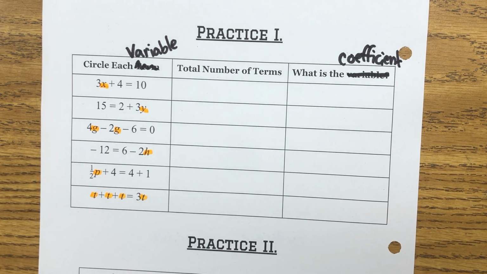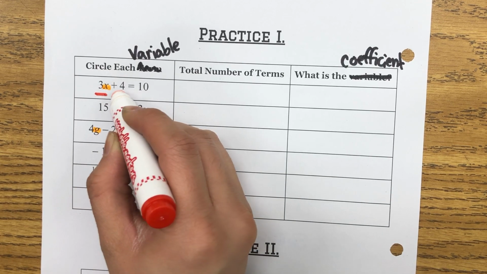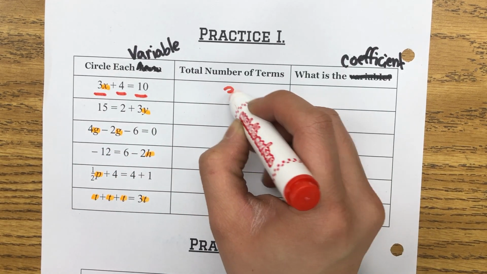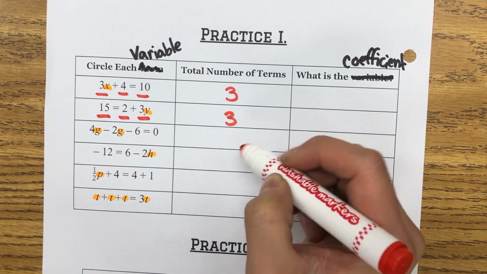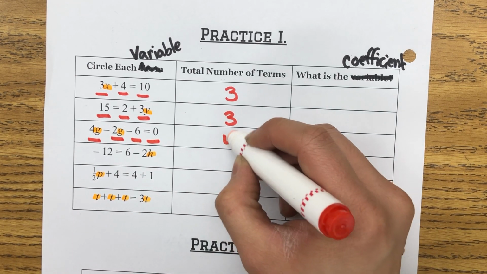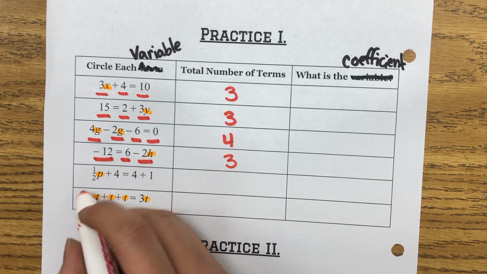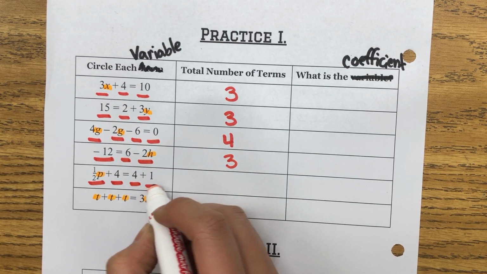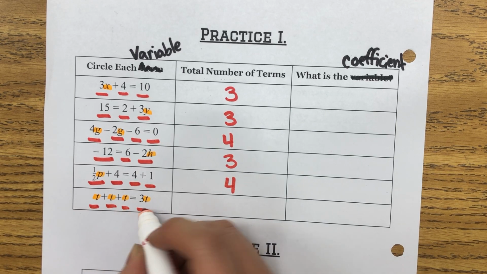The total number of terms. So again, I like to think of my terms as how many chunks there are. So my first equation, I have 1, 2, 3, I have 3 terms. My next one, 1, 2, 3, 3 terms. 1, 2, 3, 4. 1, 2, 3. 1, 2, 3, 4. And my last one, 1, 2, 3, 4.